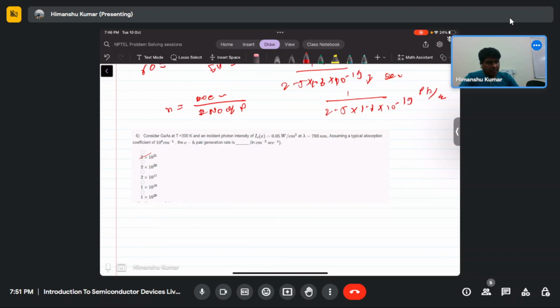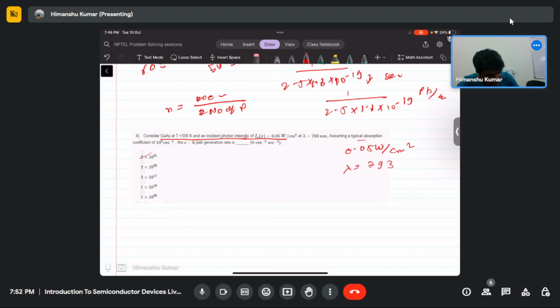So with this, let's move to the next problem. Consider gallium arsenide at T equals 300 Kelvin. The incident photon intensity is given as 0.05 watt per centimeter square. So in 1 centimeter square area your power is 0.05 watt. The lambda is given as 793, so lambda is equal to 793.